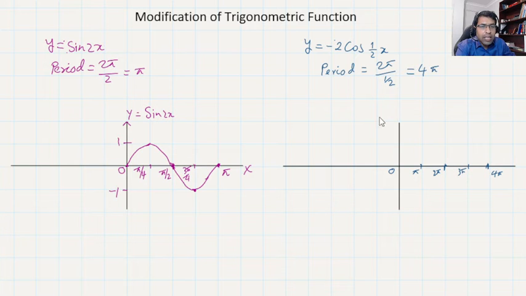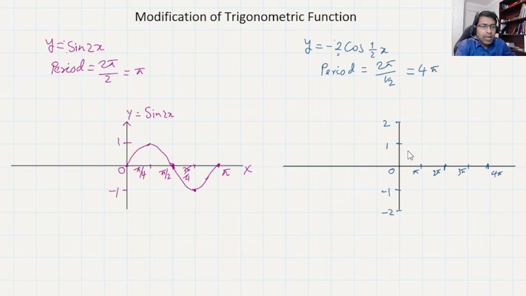And now, if you look at our amplitude, it is 2. So our amplitude is 2, so we have to go up to 1 and 2. So this is 2, this is 1. Same way you have to go on the negative side, which is -1, -2.